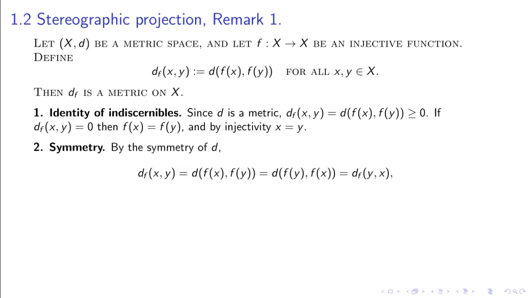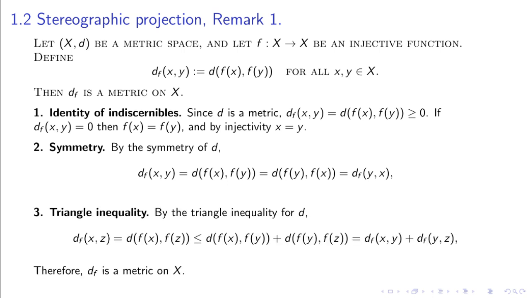Symmetry. By the symmetry of d, d_f(x, y) equals d(f(x), f(y)), which equals d(f(y), f(x)). This is d_f(y, x). So d_f is symmetric.